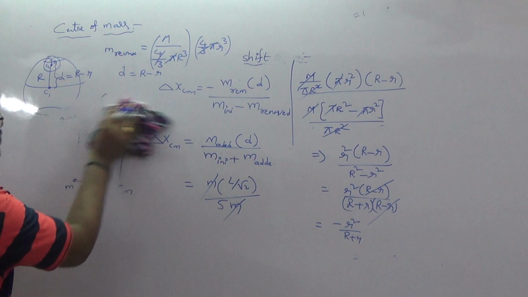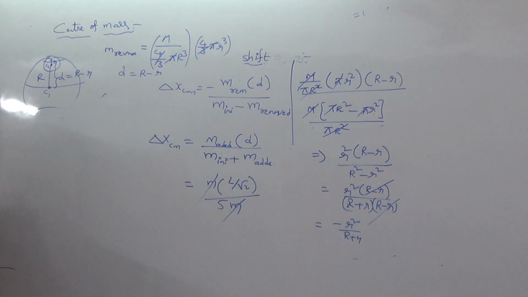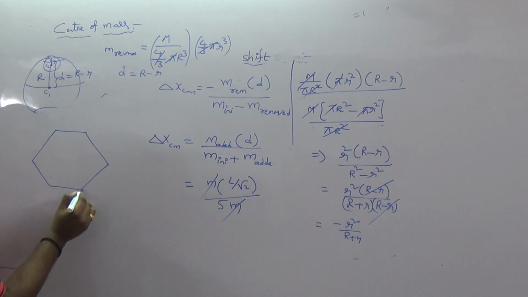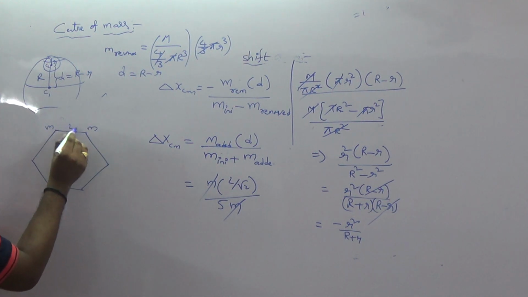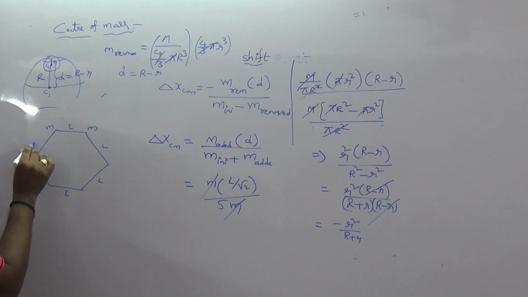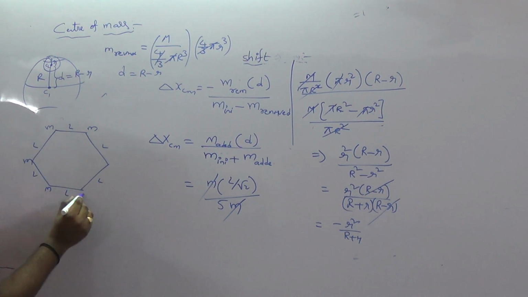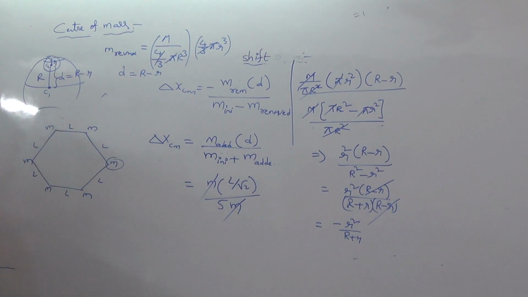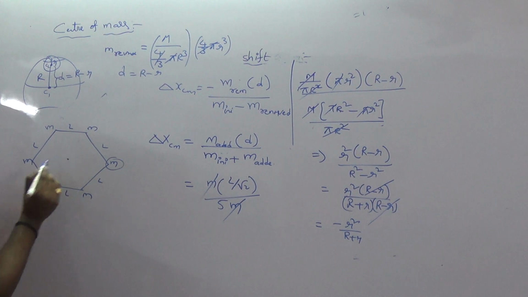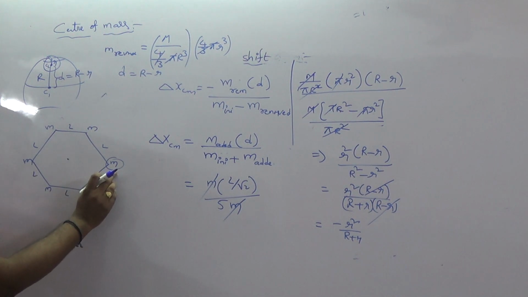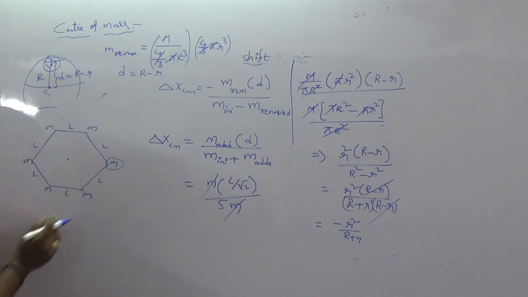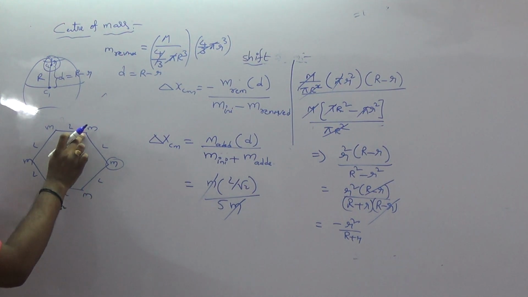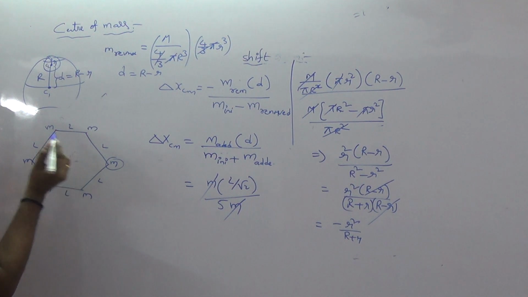For example, I take a polygon like this. You have one problem on this. The mass is M, and the length of the side is L. Here also one of the masses is doubled. Initially the center of mass is exactly at the center. Now the mass is doubled on this side, so the center of mass shifts towards it. When mass is doubled here, the center of mass always shifts towards the heavy mass.